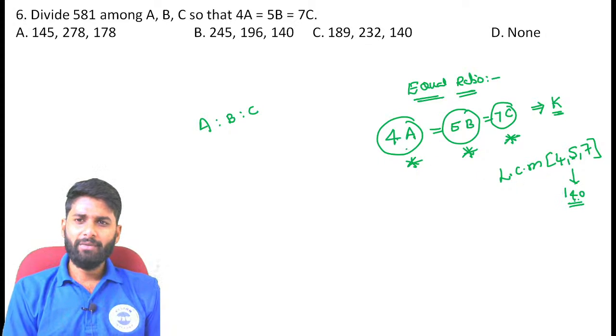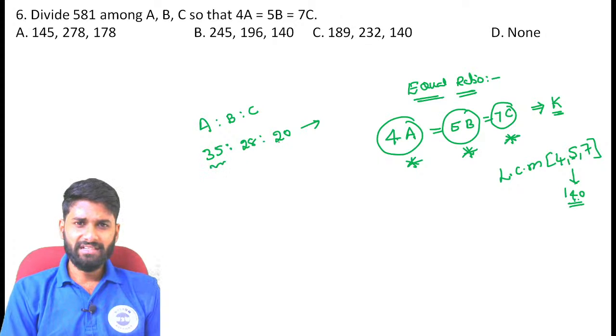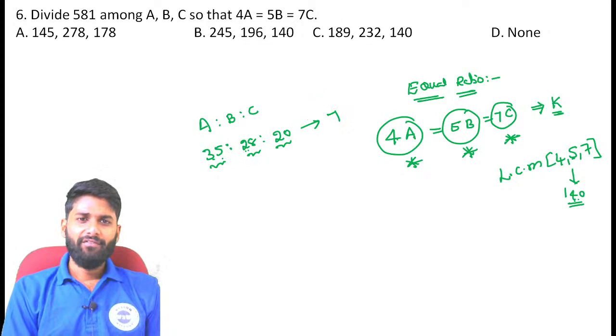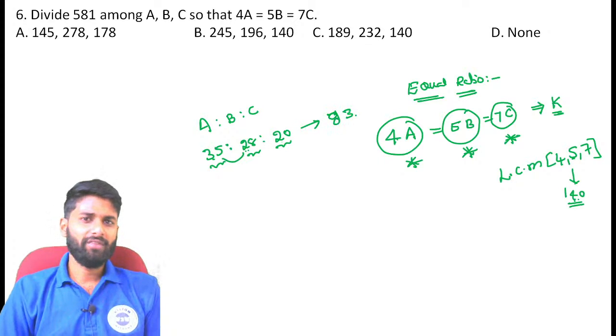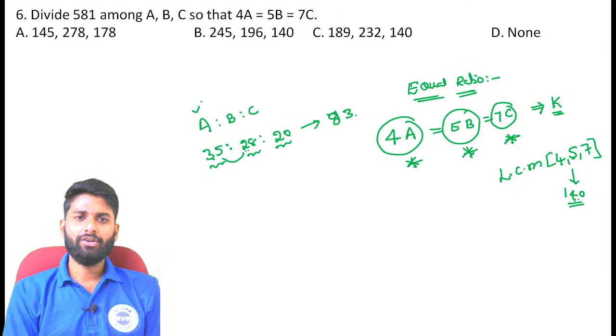140 divided by 4 is exactly equal to 35 units, the ratio for A. If you want the B value, it is 28 units. If you want the C value, it is 20. Now if you add all the numbers, 35, 28 and 20: 35 plus 28 plus 20 gives a total of 83, guys. Total value becomes 83. It means if I have 83 units, A relates to 35, B relates to 28 and C relates to 20.